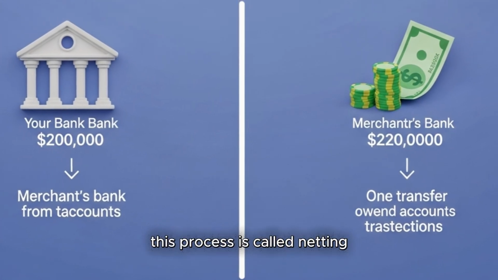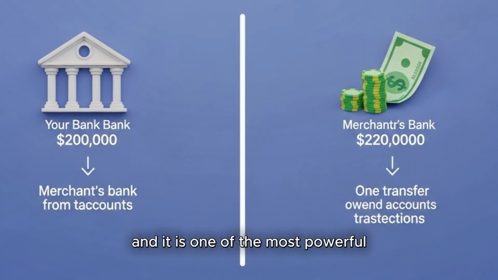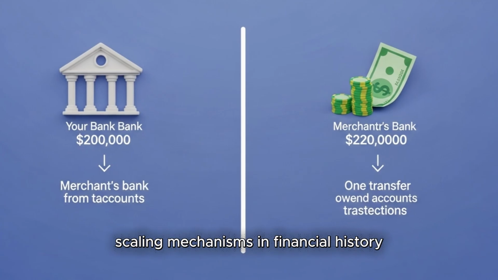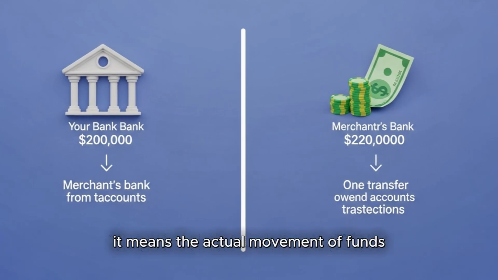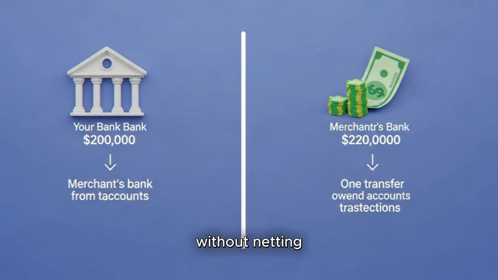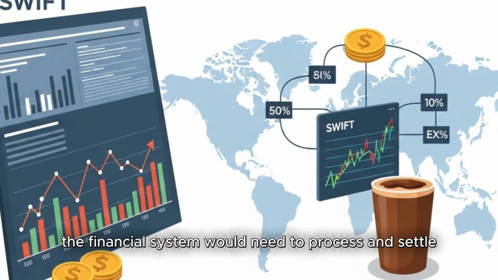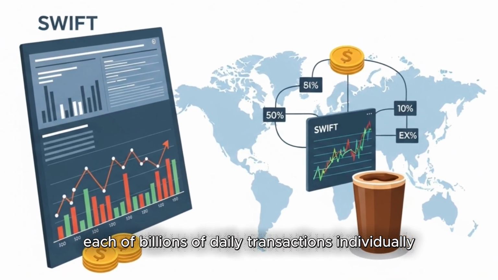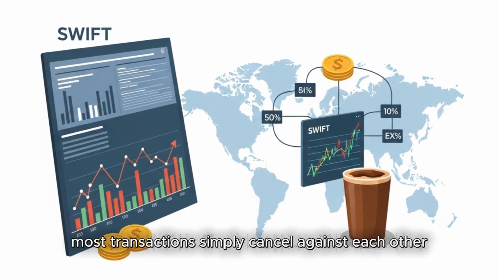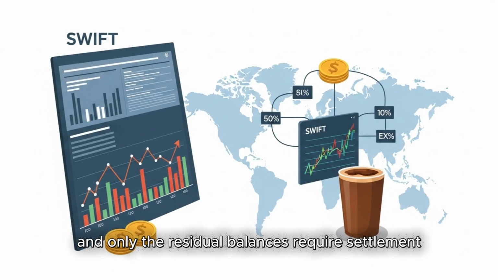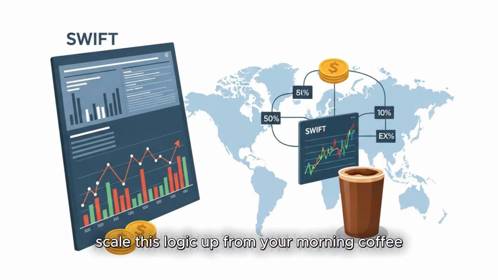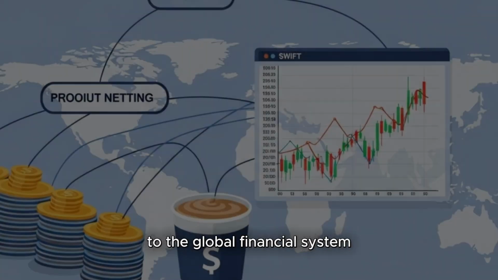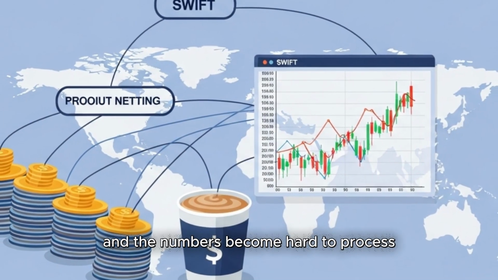This process is called netting, and it is one of the most powerful scaling mechanisms in financial history. It means the actual movement of funds is a tiny fraction of the apparent volume of transactions. Without netting, the financial system would need to process and settle each of billions of daily transactions individually. With netting, most transactions simply cancel against each other, and only the residual balances require settlement. Scale this logic up from your morning coffee to the global financial system, and the numbers become hard to process.